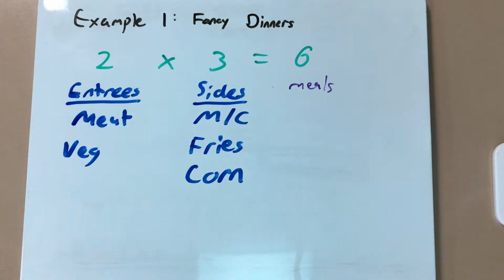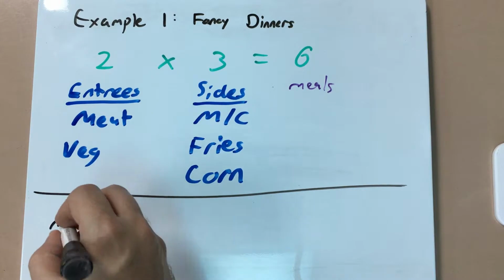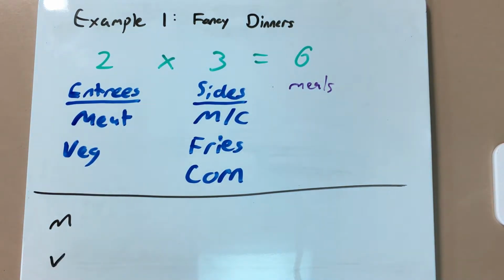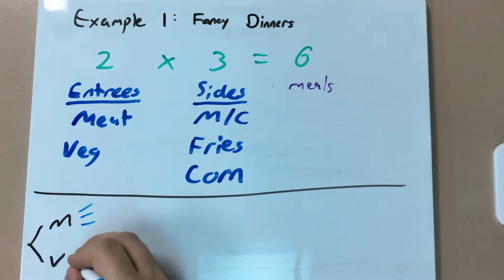Now, I do want to use this first example to demonstrate one idea that is called a tree diagram. You might have seen this before, but essentially this is just a way of visualizing and actually letting yourself see exactly what these 6 combinations are. So I'll go ahead and start this by making 2 branches from the very beginning, one that goes to meat and one that goes to veggie. And from there, each of these is going to branch out into 3 possibilities.